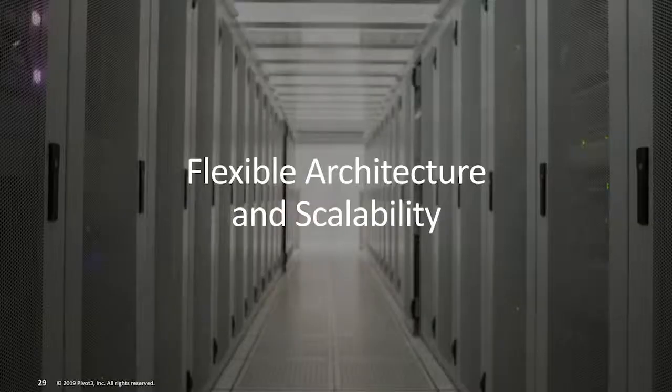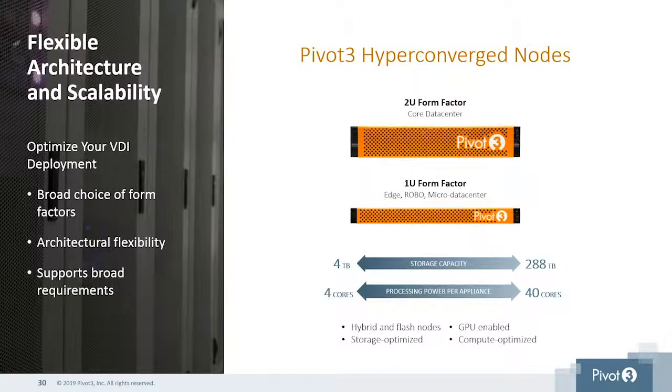And then lastly, I'm going to talk about the flexibility we offer when it comes to scaling. And you see here some of the form factors in which Pivot3 systems are available. You have one or two systems to choose from, but you also have a broad choice of resources in terms of how many CPU cores, how much RAM, or how much NVMe storage you need. You can choose from a wide range of configurations. What I want to point out is we do have storage optimized, compute optimized, as well as GPU optimized nodes that can come in really handy, especially in a VDI situation.